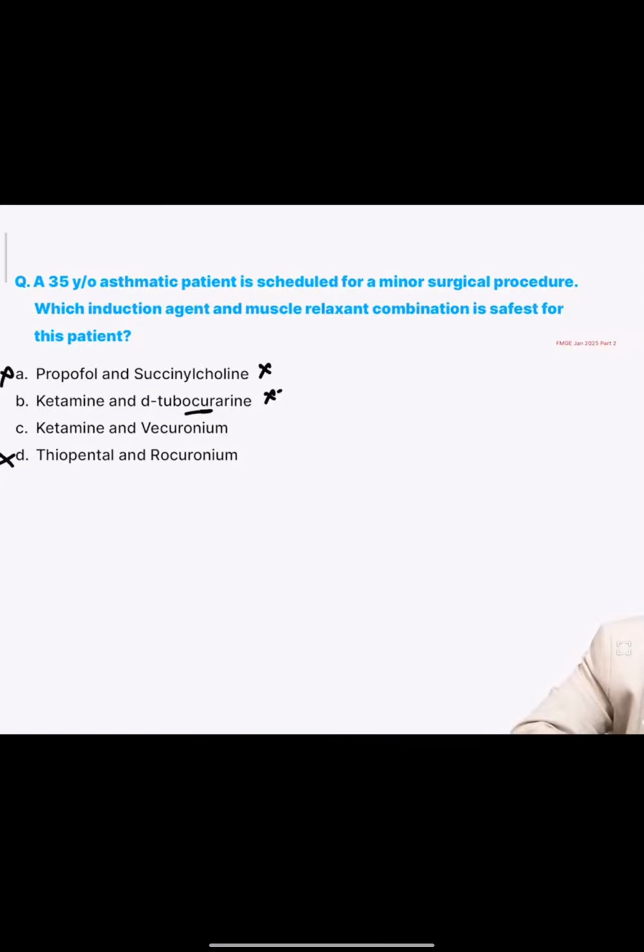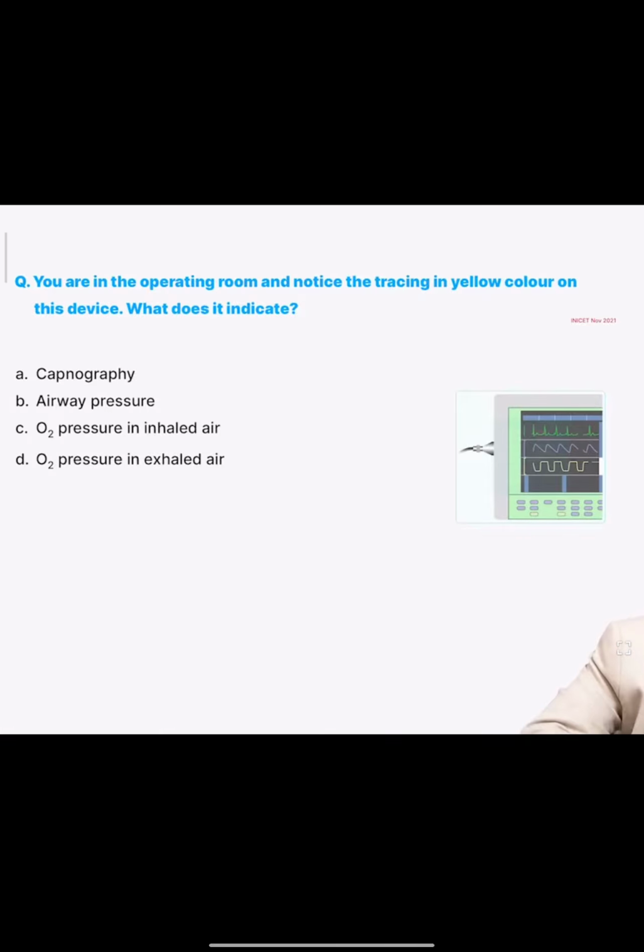Thiopentone and rocuronium, again you don't give, because thiopentone again causes histamine release. So we are left with ketamine and vecuronium. Ketamine is the IV induction agent of choice for asthma, and vecuronium belongs to the aminosteroidal group, which will never cause bronchoconstriction or histamine release. So this is the best combination.